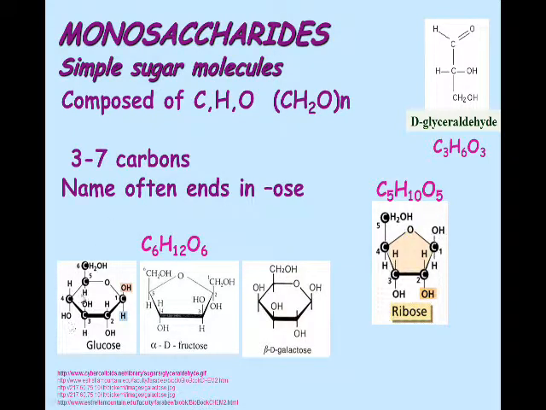Glucose is a good example. If you look at these 6 carbon sugars, notice they all have the same formula, C6H12O6, twice as many hydrogens as carbons and oxygens. These are structural isomers. We talked about that in our last chapter when we looked at carbon and making isomers. So 3 to 7 carbons usually in a sugar, and oftentimes the name ends in the letters OSE. Look at the names glucose, fructose, galactose, ribose. A clue that it's a sugar molecule is that it has "ose" at the end of its name.